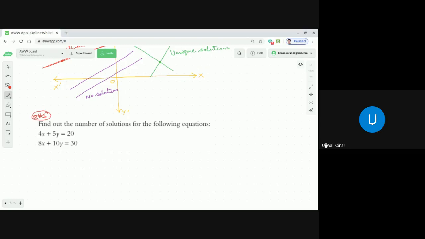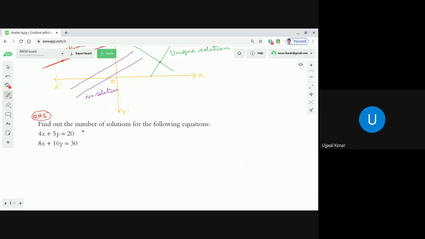Hello, Manishika. Yes, sir. Is the question clear? The question here is to find out the number of solutions for the following equations. Sir, it's only one. A1 by A2 is equal to B1 by B2, but C1 by C2 is not equal to that. Very good. Very good observation. That means it's no solution. Fantastic. That means no solution.